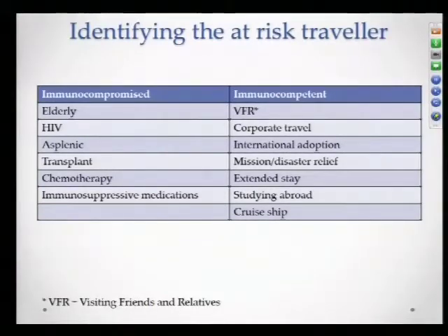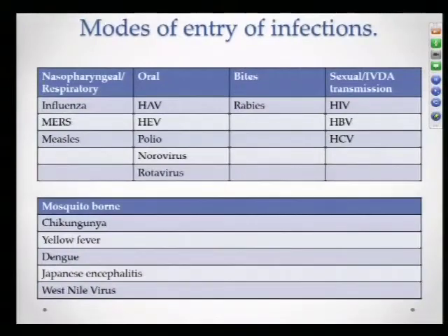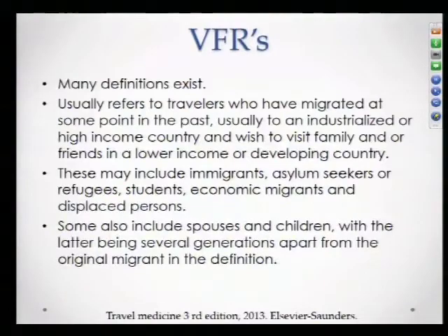All right, so let's talk a bit about the visiting friends and relatives. There are many definitions of what it means, but basically it means that you have citizens who are newly of a country who go back to the country of birth or origin to visit family and friends. And that puts them at a higher risk of infections because the immunity that they did have before they immigrated has probably gone down.